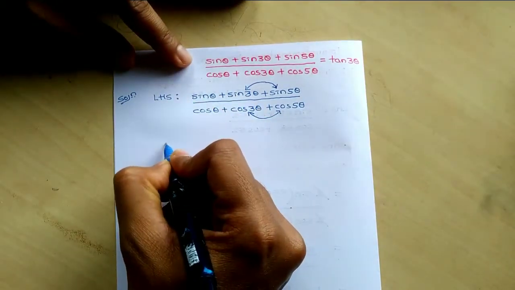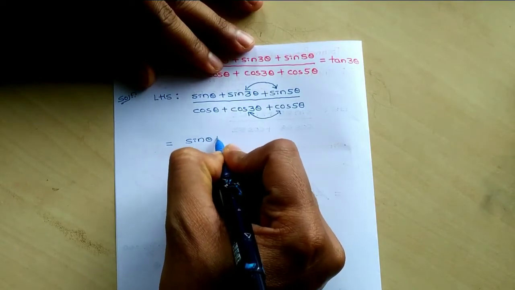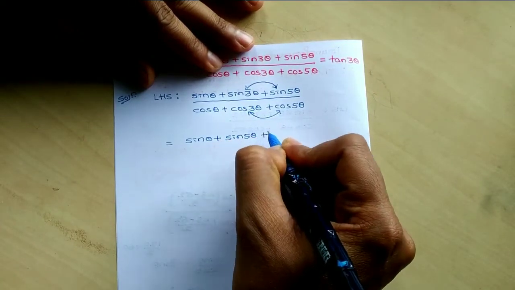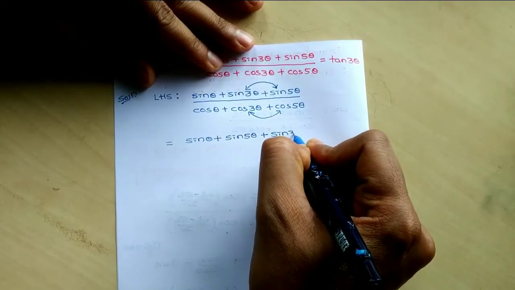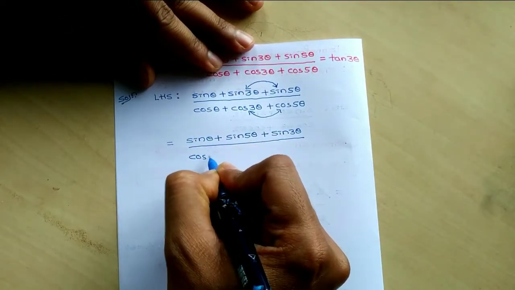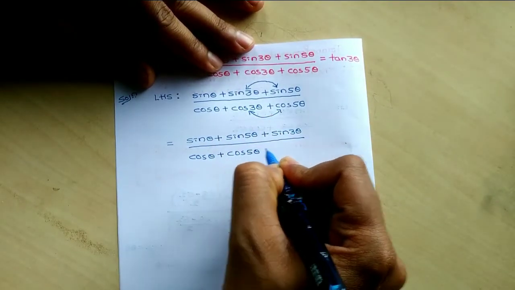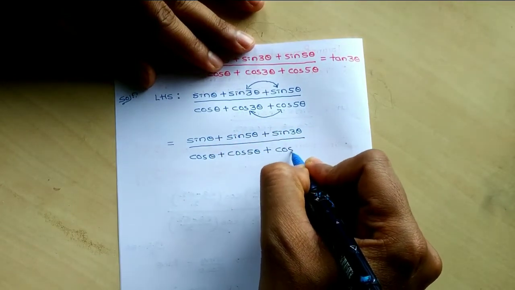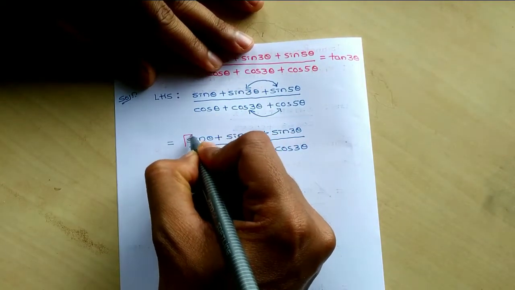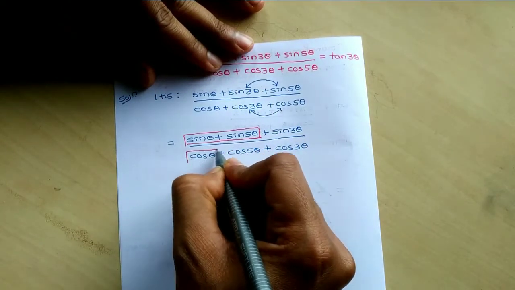So which is equals to, first I am going to write sin theta plus, next I am going to write sin 5 theta plus, next sin 3 theta I am going to keep it as it is, divided by cos theta plus, next I am going to write cos 5 theta plus, finally you write cos 3 theta. So next step, what to do for these first two and for these two.